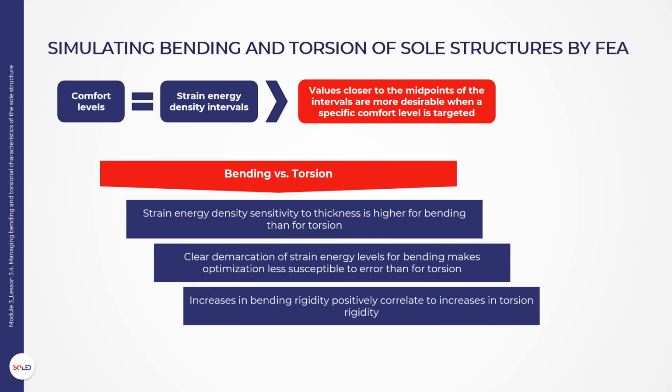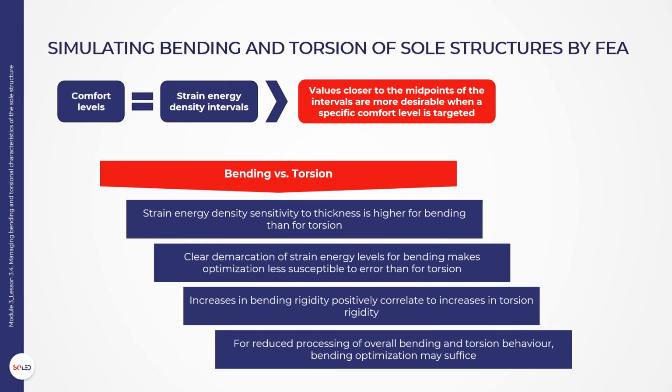Also, increases in bending rigidity positively correlate to increases in torsion rigidity. For reduced processing of overall bending and torsion behavior, bending optimization may suffice. A ranking discrete algorithm for bending and torsional optimization is described by Papayannis et al. 2017. It returns results between 32 and 34 minutes for problems involving 15 by 16 by 8 permutations of materials in a 3-layered sole structure.